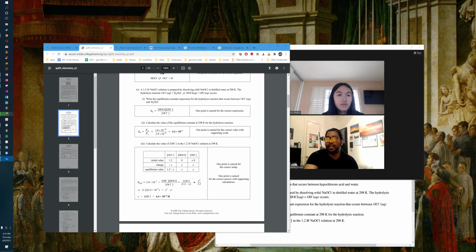If it's a base, it'll be Kb, and if it's an acid, it'll be Ka. And if it's an acid that you drop in water, like for hydrolysis, that's when you would start to use KW. But actually, you know what? This thing over here, I'll just add that as well.